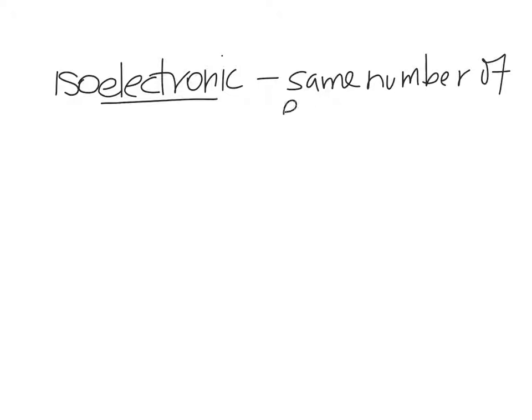isoelectronic with a noble gas. Iso means same. Wants to have the same number of electrons as the noble gases. So sulfur, if I say isoelectronic with a noble gas, that means same number of electrons as a noble gas.